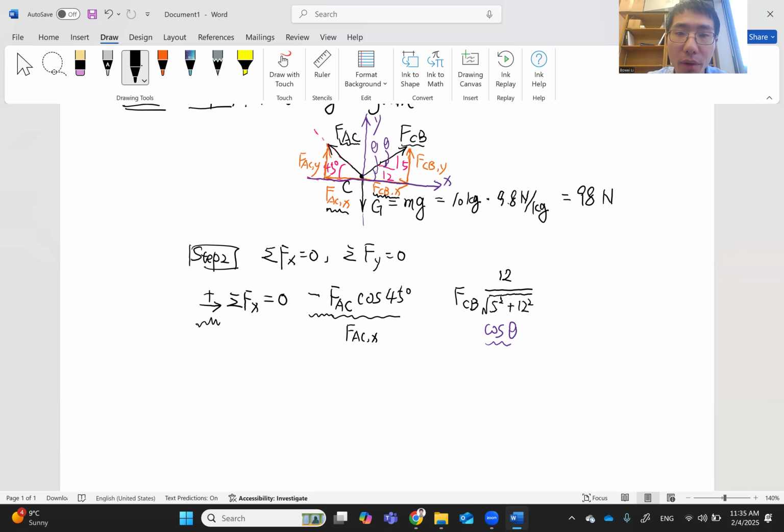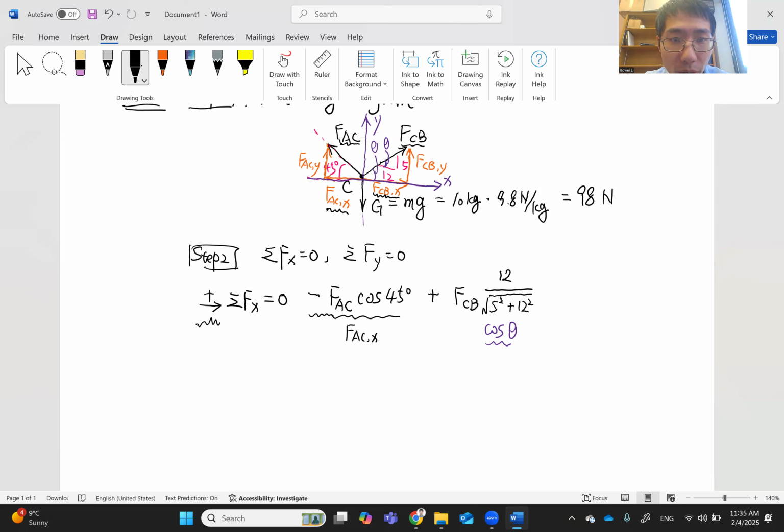And once we have cosine theta, we multiply the magnitude FCB by cosine theta, and we have FCBX, right? FCBX is the adjacent to theta here. Again, positive or negative? It is positive since it is going towards the right, right? Plus. Is that okay?